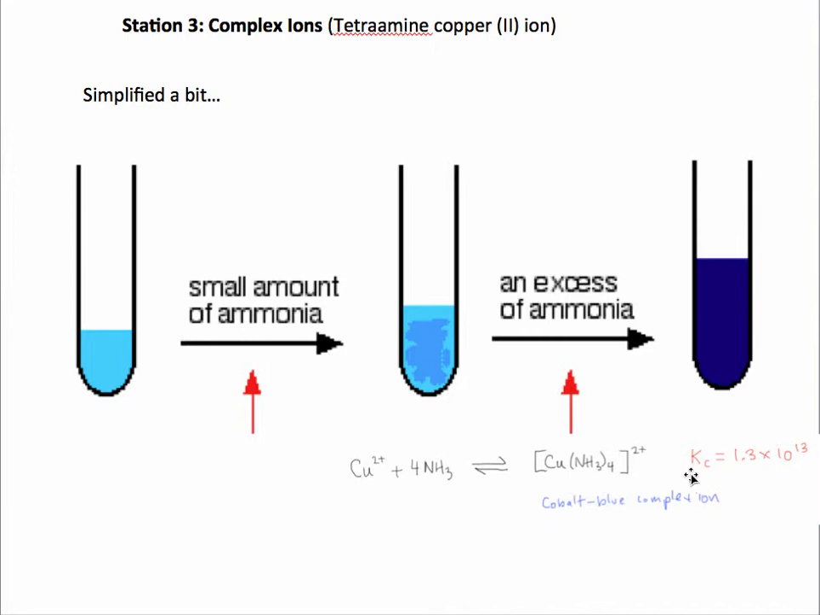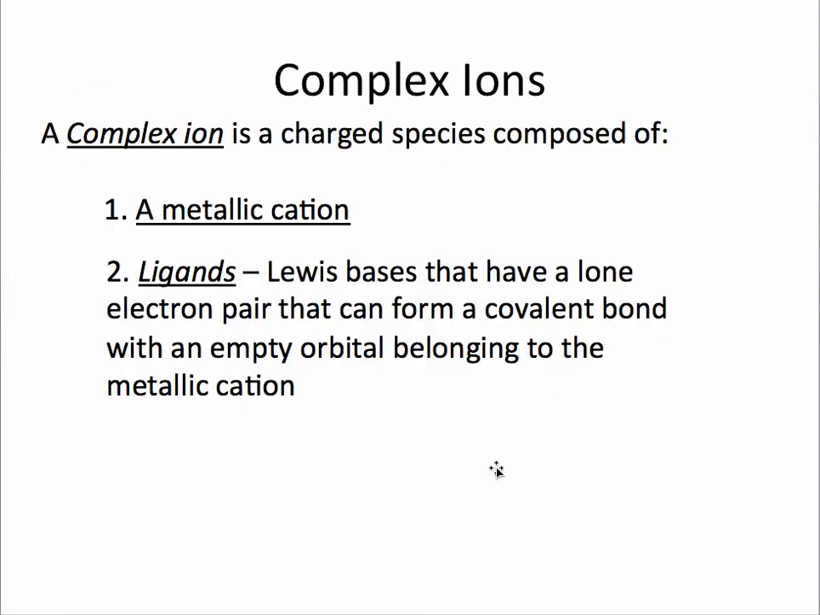And this shouldn't surprise us, as we see quite a dramatic shift because the Kc is so large. It's around 1 times 10 to the 13th power, just telling us that the formation of this tetraamine complex ion is highly favored. So let's go through a little bit with complex ions.